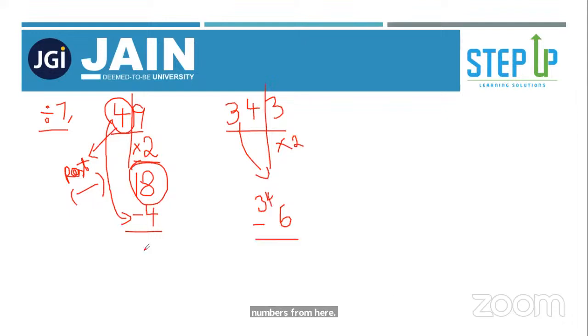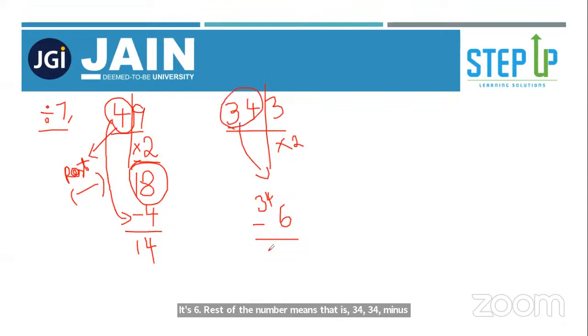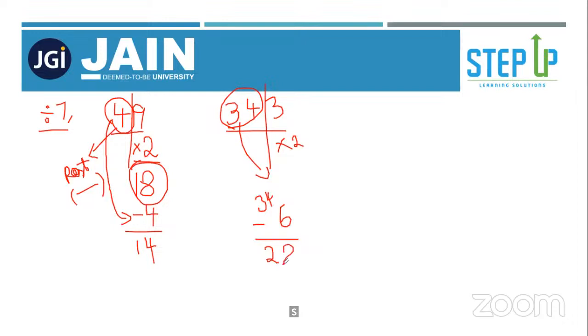So over here you get 14. Over here, what do you get? 34 minus 6. 3 is multiplied with 2, it's 6. The rest of the number is 34. 34 minus 6 is 28. Is that so?